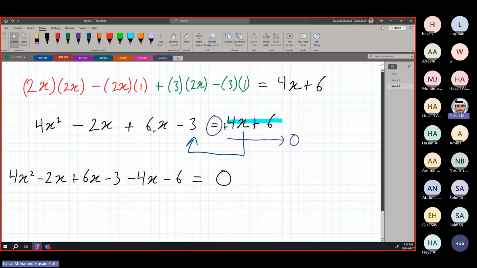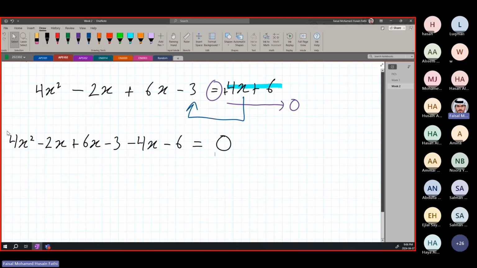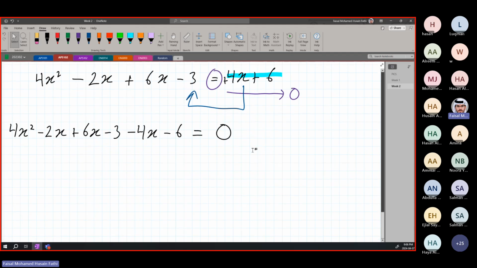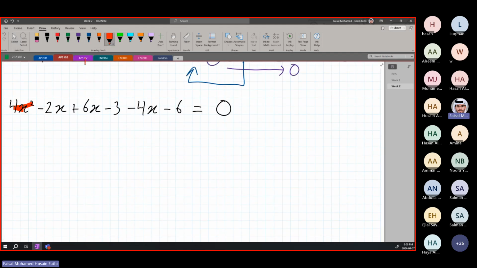To solve a quadratic equation, even by using calculator mode 5.3, make sure that everything is on the left-hand side, and on the right-hand side, it has to be equal to 0. And now we can simplify. So 4x squared, there's no other squared term. Then we have minus 2x plus 6x and minus 4x. And then we have the minus 3 and the minus 6. So this is going to be 4x squared minus 2x plus 6x minus 4x minus 3 minus 6 is equal to 0.